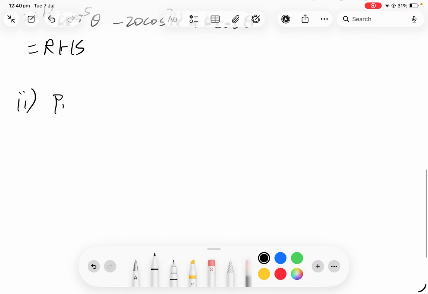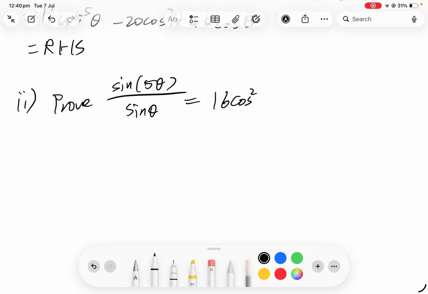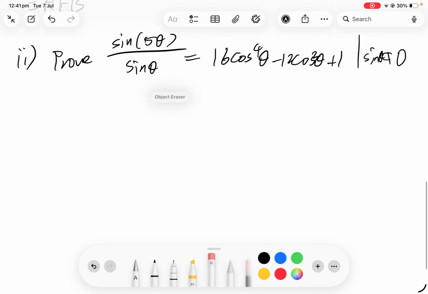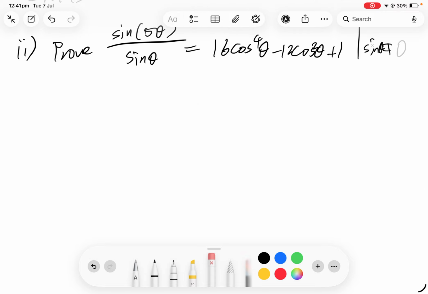You know what? I'll write it this time. We want to prove sine 5 theta over sine theta equals 16 cos 4 theta minus 12 cos squared theta plus 1, and I did say that sine theta is not 0 because it's on the bottom. Okay, that's not important at all.